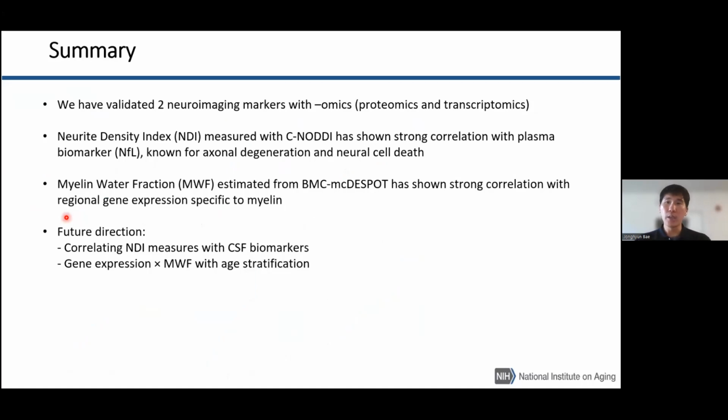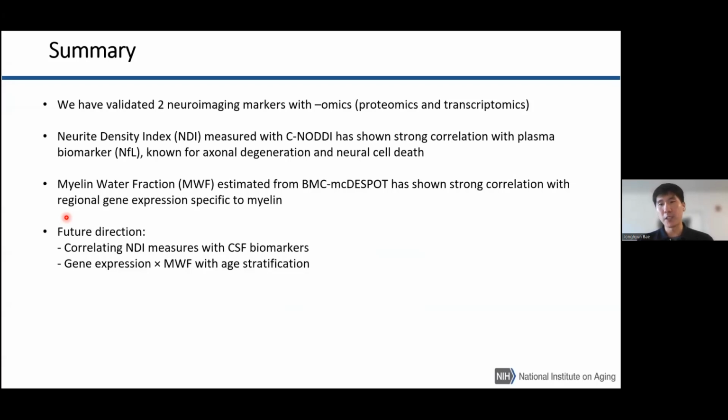In summary, we have validated two neuroimaging markers with omics datasets. We found NDI measures from our diffusion imaging negatively correlated with plasma NFL level, which is known for axonal degeneration. We then used transcriptomics to validate our myelin water fraction measurements, where we found strong correlation between myelin water fraction and the gene expression that are related to myelin and the transcription of myelin.